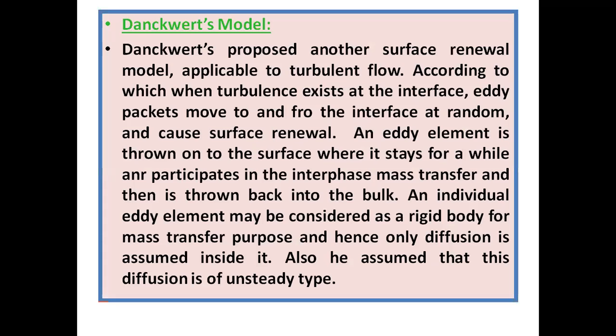Now we come to the Danckwerts model. According to this model, he proposed another surface renewal model applicable to turbulent flow, according to which when turbulence exists at the interface, eddy packets move to and fro the interface at random and cause surface renewal. An eddy element is thrown onto the surface, it stays for a while. It is waiting for another eddy to come. They react together, give the product, and participate in interface mass transfer. And then it is thrown back into the bulk.